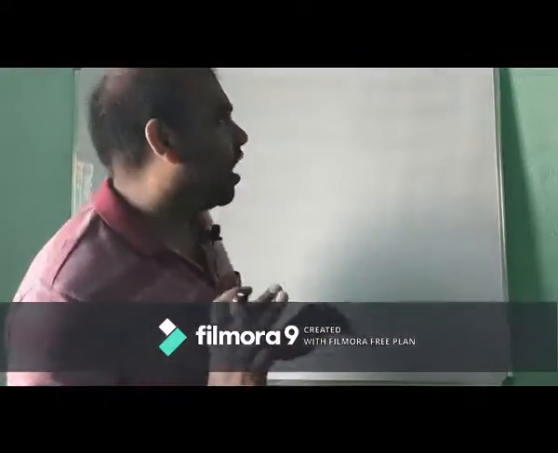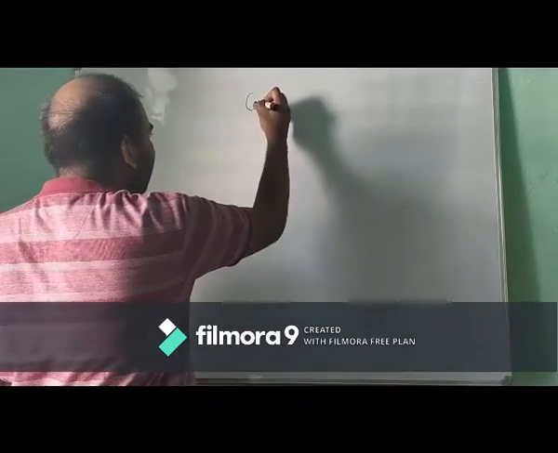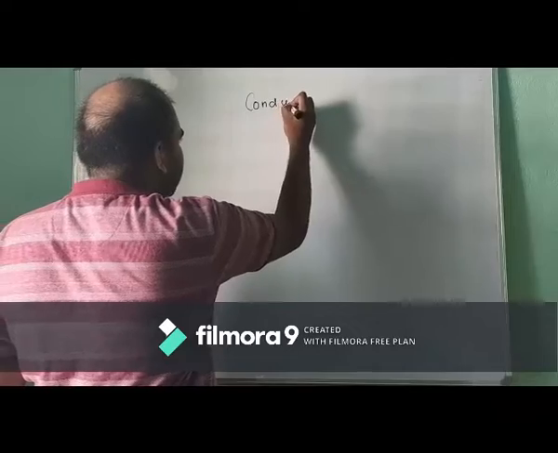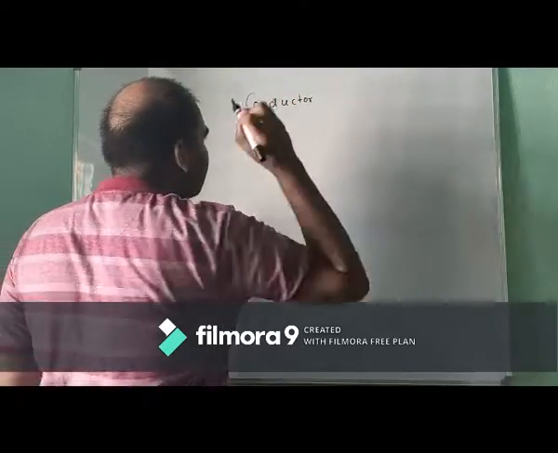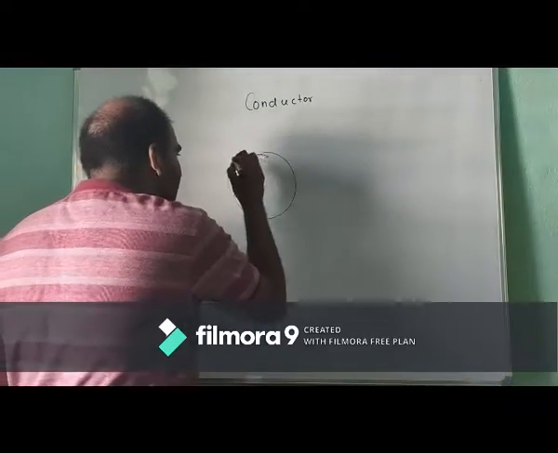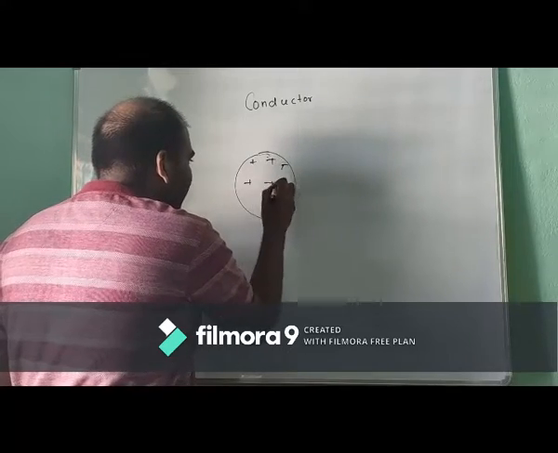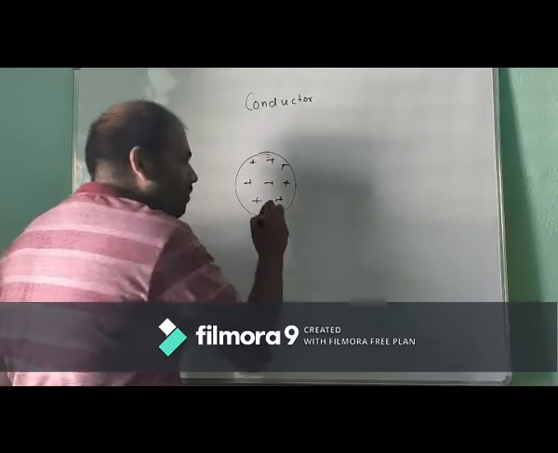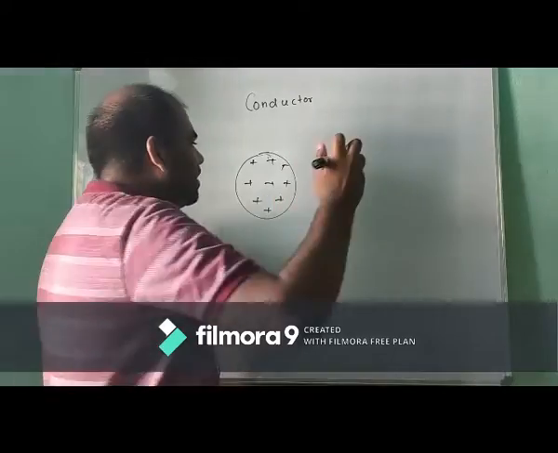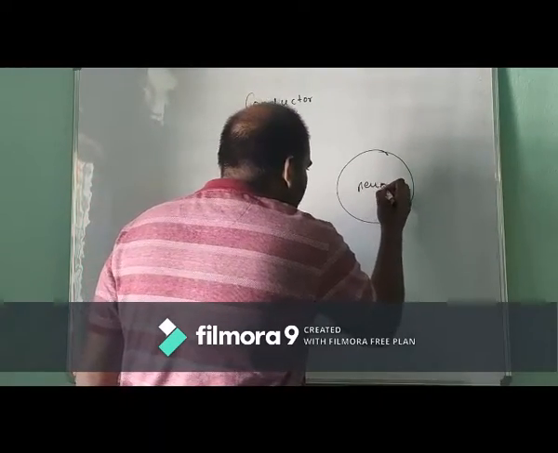Okay, let's start with the conductor and insulator. First we will study what is a conductor and what is an insulator. Suppose there is a charged body, and I am assuming it is a positively charged body. And there is a neutral body. This is your neutral body.